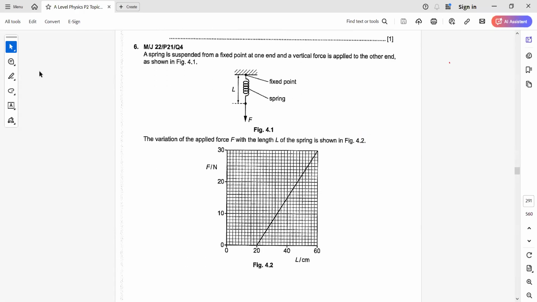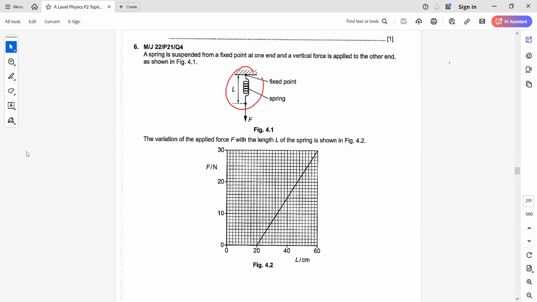So we have question 6 then. A spring is suspended from a fixed point at one end. Okay, we can see that. So there is some extension happening here. We have a graph, force and length. So length basically here represents the total length since it covers the length even when this force is zero. Okay. So we have to find out the extension.